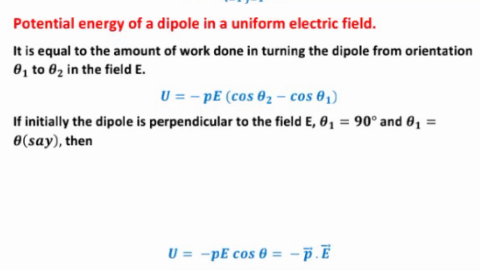Potential energy of a dipole in a uniform electric field. It is equal to the amount of work done in turning the dipole from orientation theta 1 to theta 2 in the field E. That will be U equal to minus pE times (cos theta 2 minus cos theta 1). If initially the dipole is perpendicular to the field E, then theta 1 equals 90 degrees, theta 2 equals theta, and U equals minus pE cos theta.